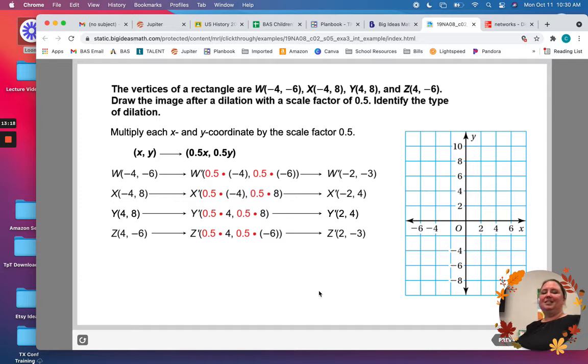All right, so they draw the original rectangle. You can see it drawn here in red. I do not require that in your journals. You just need to draw the new one. However, the new one is what kind of dilation? Reduction. So it's going to be smaller than this red rectangle, so it's probably going to be on the inside of this rectangle. So our first point is at -2, -3. Next point is at -2, 4. Next point's at 2, 4. And our last point's at 2, -3. Connect the dots. And you see a wonderful reduction.